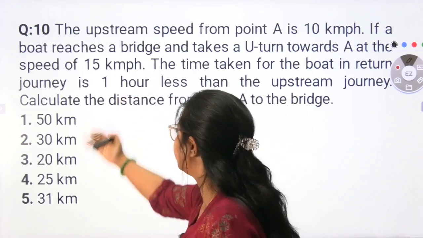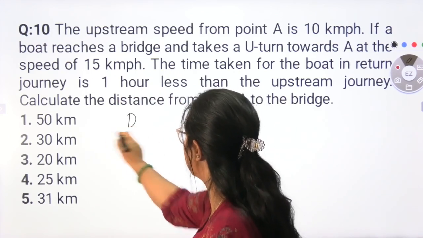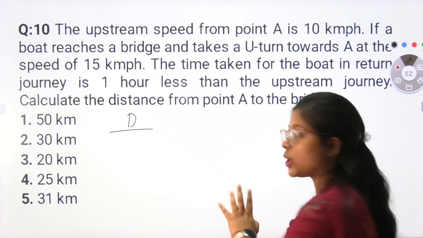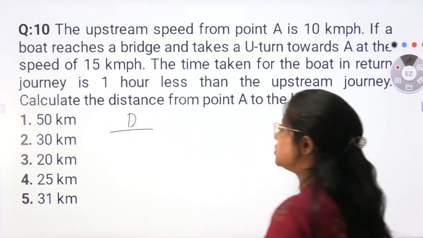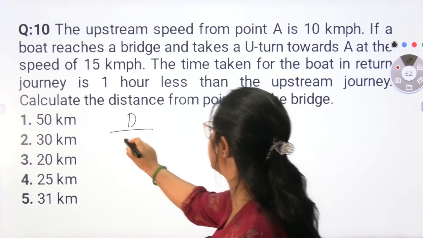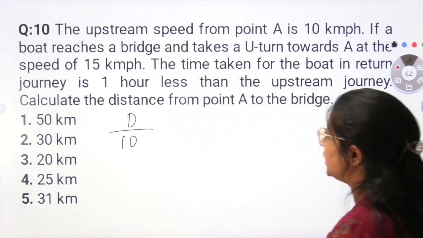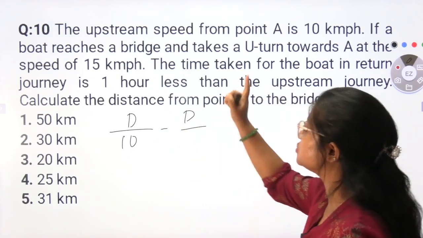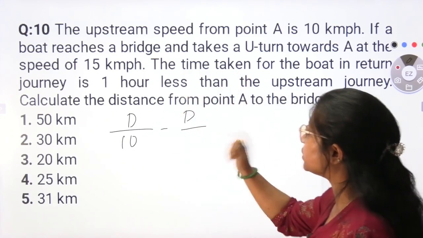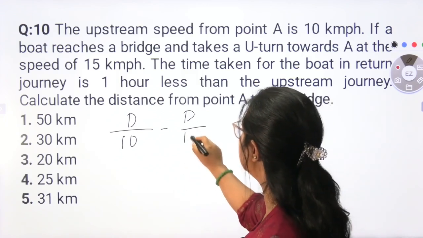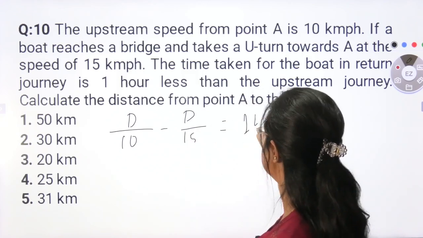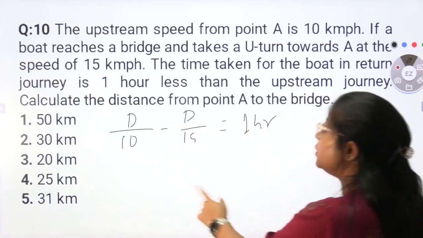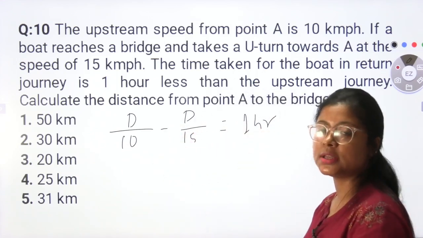My upstream time would be given as what? Distance by upstream speed. So upstream time is distance by upstream speed. Upstream speed was 10 kilometer per hour, this is my distance D, and downstream speed was 15 kilometer per hour. So downstream time would be distance by speed, and the difference is equal to how much? 1 hour. Since while traveling upstream, it will take 1 hour more, and while traveling downstream, it will take 1 hour less.